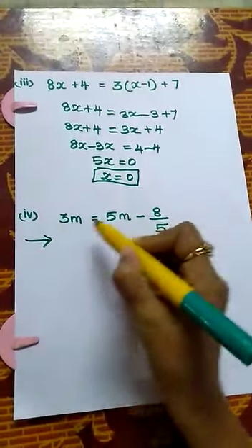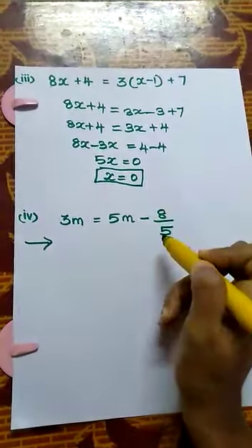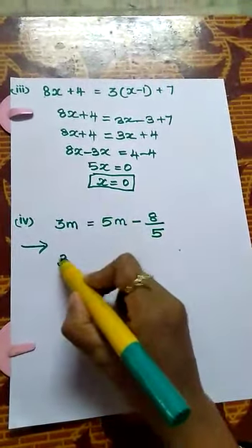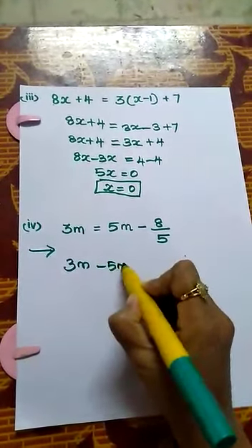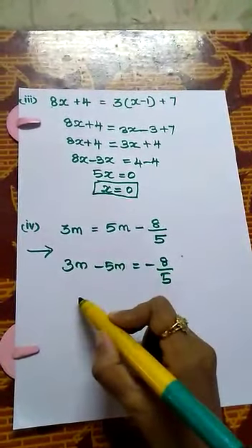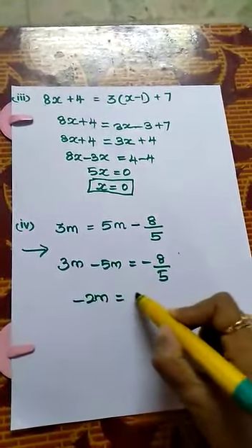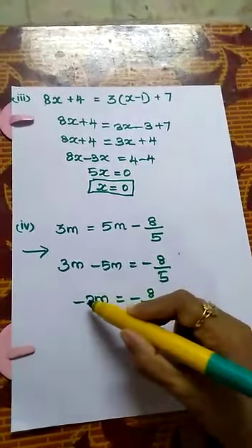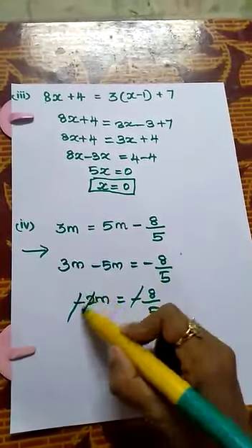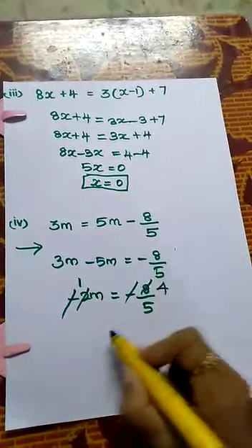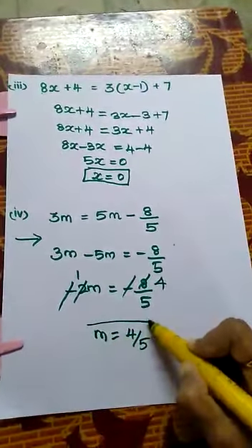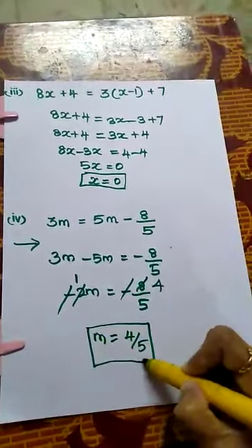The last problem, 3m is equal to 5m minus 8 by 5. Now transposing the 5m to LHS. So 3m minus 5m is equal to minus 8 by 5. What is 3m minus 5m? That is minus 2m is equal to minus 8 by 5. In LHS also minus, RHS also minus, so we cancel the signs. Again, 2 ones are 2, 2 fours are 8. So what is our final answer? m is equal to 4 by 5. This is our solution. That's all.